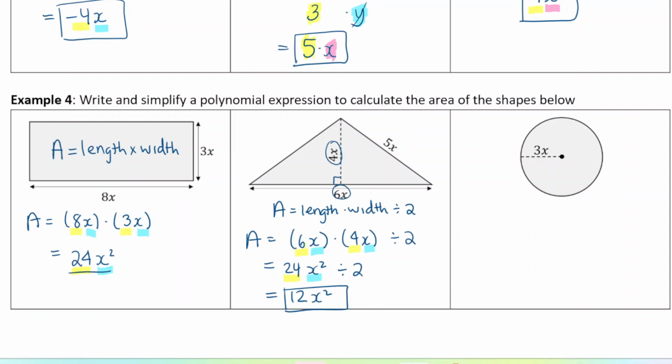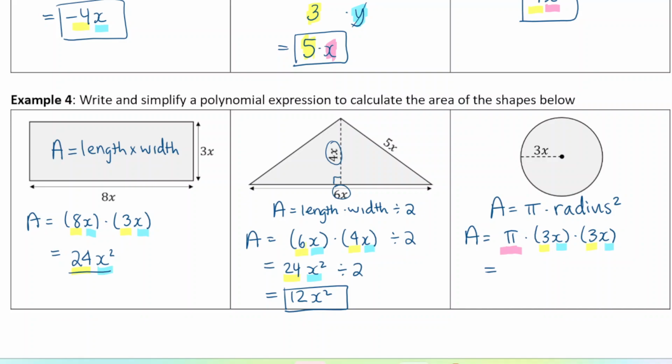Okay, and lastly, we have a circle. You might remember that for area of a circle, it's pi times radius squared. So here, it's going to be pi times 3x. Squared just means multiply twice. Like this. And remember again, we're going to multiply the numbers and multiply the variables. We also have another symbol here, pi, and that could be considered, I mean, it is a number. We want to give our answer as exact, so we're going to leave that in our answer too.